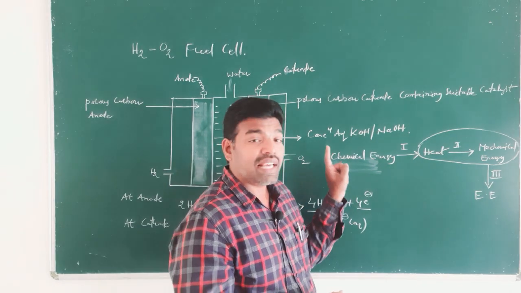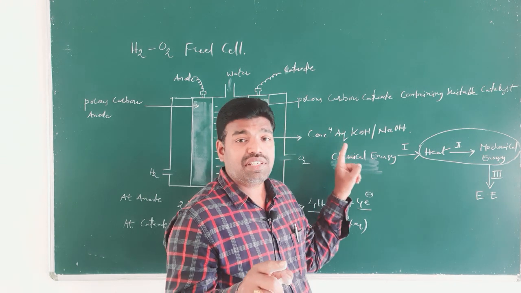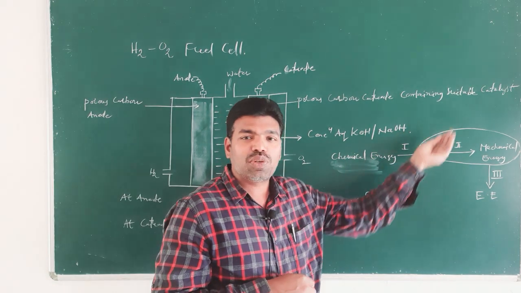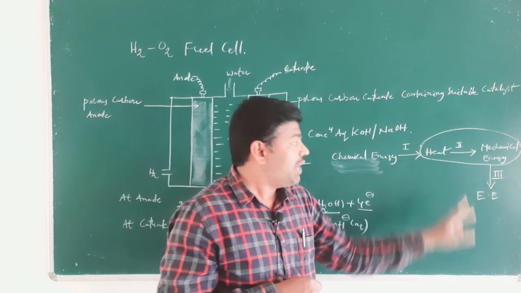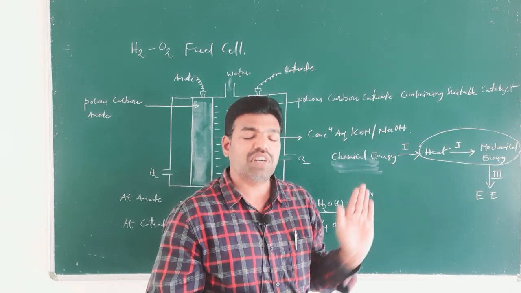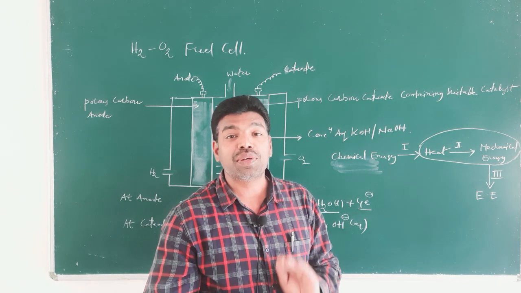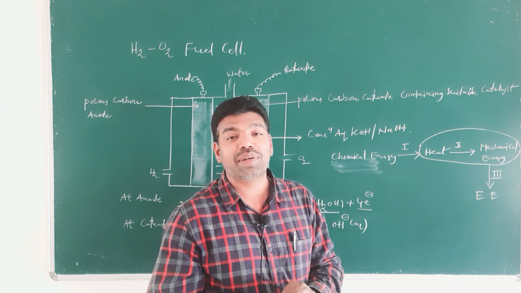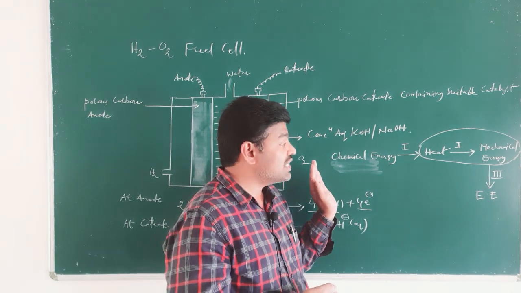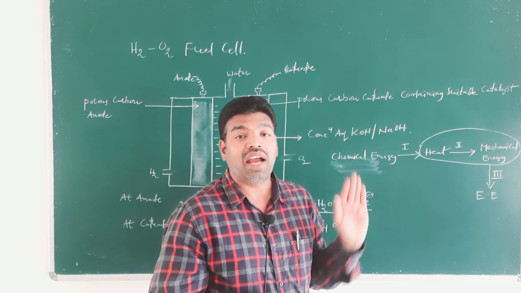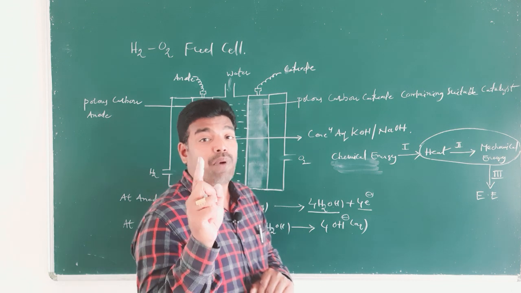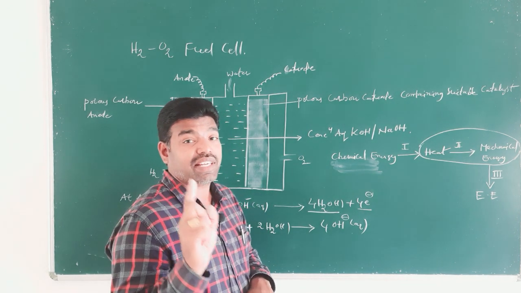So actually, conventional conversion of chemical energy into electrical energy involves three steps. That is, chemical energy into heat, heat into mechanical energy, and mechanical energy to electric energy. But the extent of heat converted into mechanical energy is limited by the second law of thermodynamics, because heat cannot be completely converted into work, right? But in fuel cells, chemical energy is completely converted into electrical energy and its efficiency is 100%. How is it possible? You recall the statement of the second law of thermodynamics.